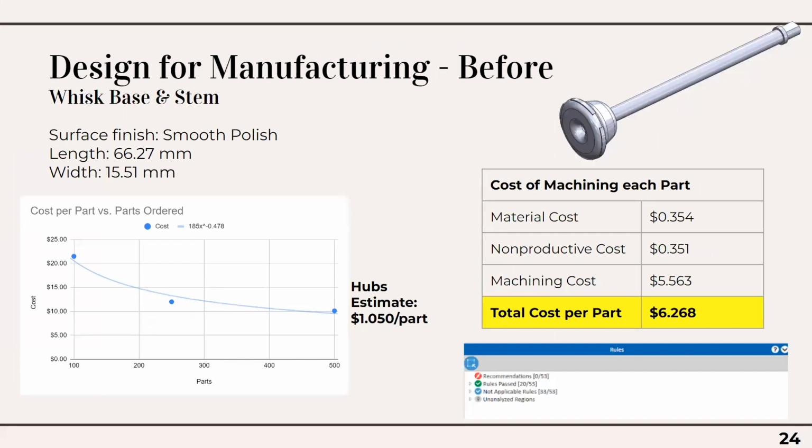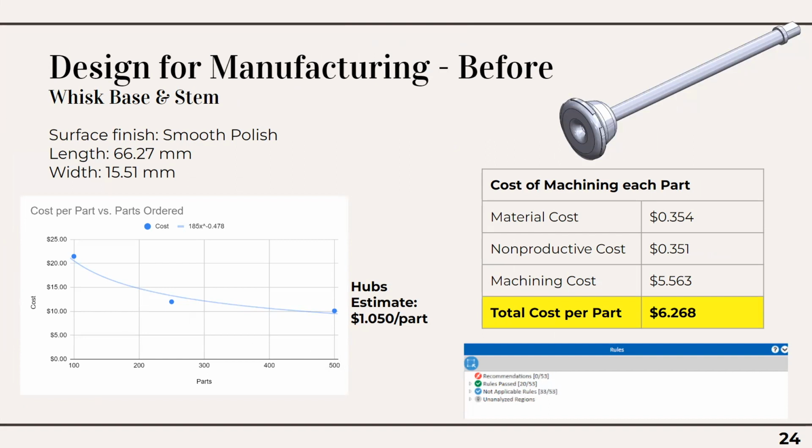Before we redesign our model, we decided to perform an analytical as well as a third-party analysis of the part to see how much it would cost for a batch size of 50,000 parts. The analytical analysis predicted that it would cost about $6.26 per part, whereas a third-party analysis by Hubs.com would estimate around $1.05 per part. It's important to note that our part, before redesigning, showed no errors in DFM Pro when considering the manufacturing process.